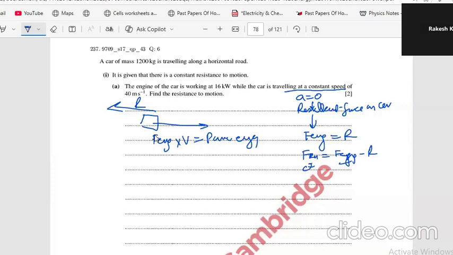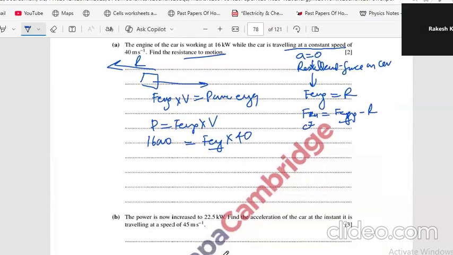And in this question, I can write power is equal to F engine into V, and power is 16,000 watt. F engine you can get, velocity is given, and that will give me the resistance. So this part is done. Then what happens is he says now the power is increased. The power is increased. Find the acceleration if it is traveling at the new speed.